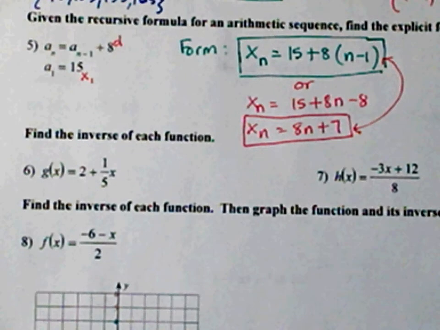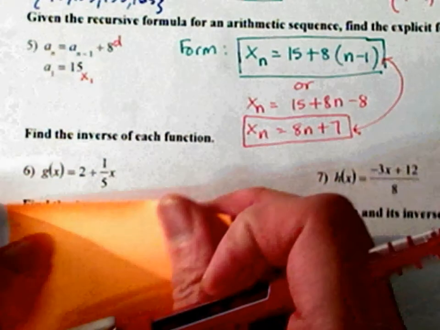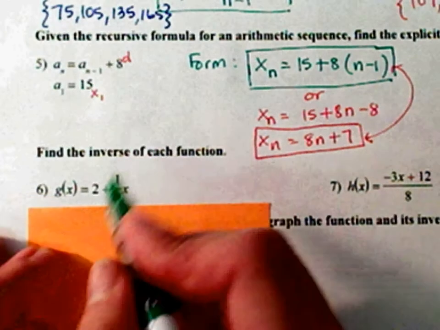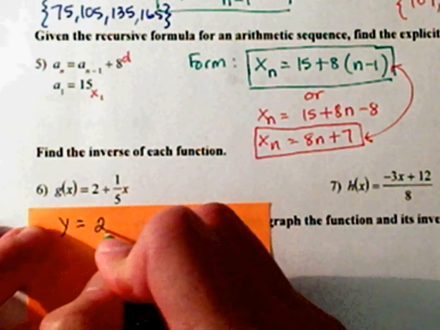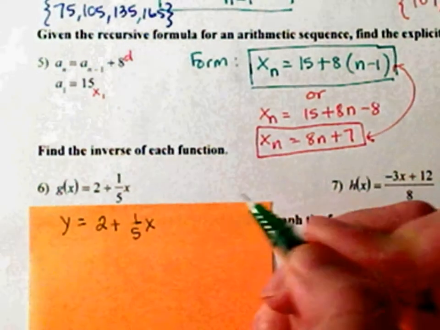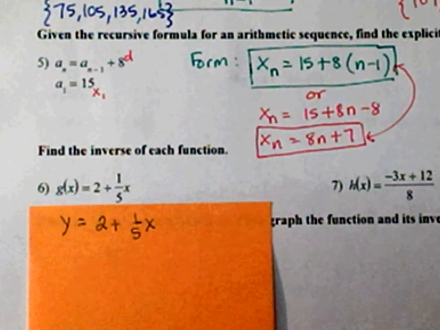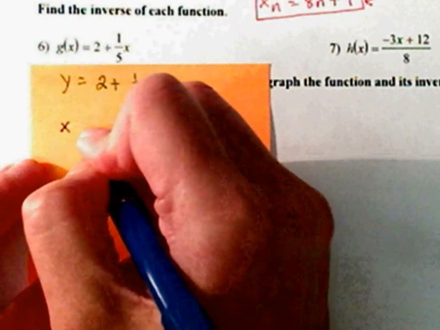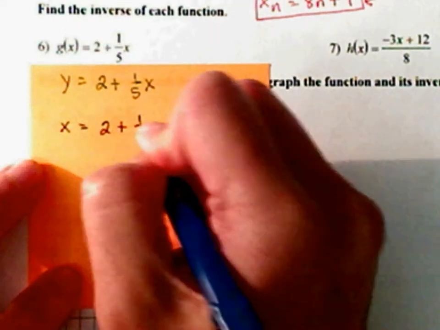Number 6. Find the inverse of each function. Well, here is the inverse of each function. I'm going to rewrite my g of x as a y. So y equals 2 plus 1 over 5x, okay? Step number 1. Switch your x and your y. Y becomes x. x equals 2 plus 1/5 y.